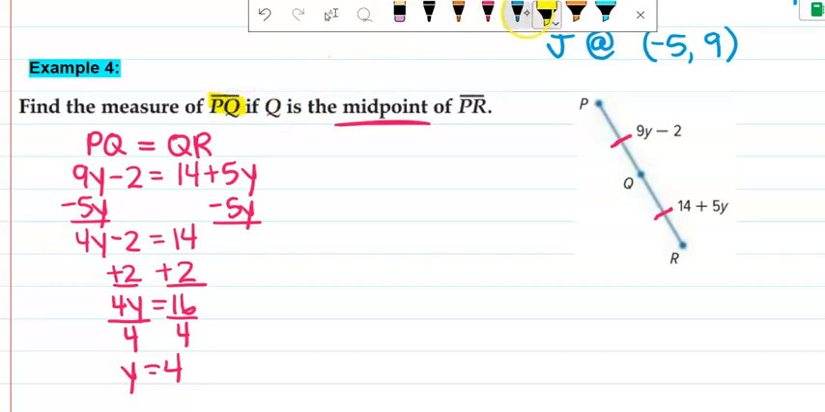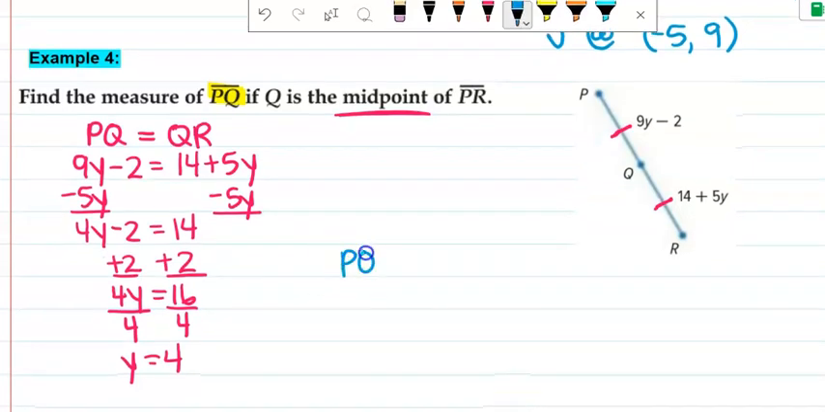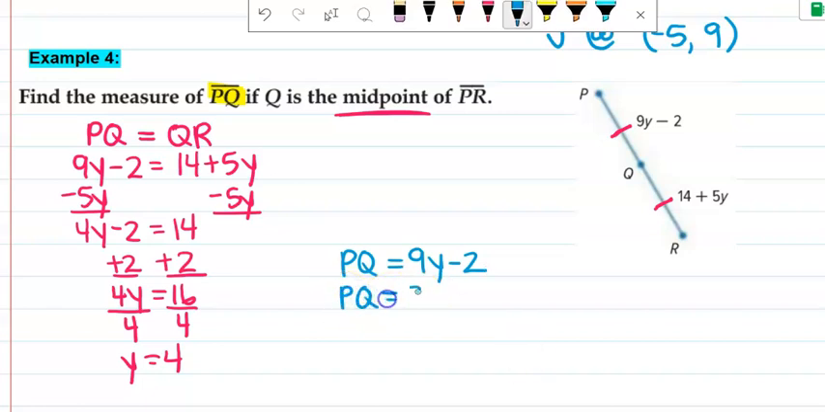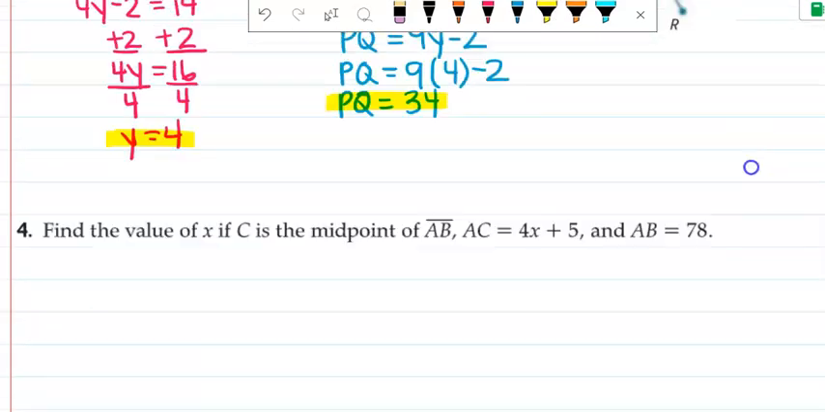So we're not done just yet. We know that PQ, it told us, was 9y minus 2. We can't leave that expression because now we know what y is. Y is 4. And 9 times 4 is 36. 36 minus 2 would be 34. So this is kind of a two-part answer. On an assessment, if you forgot to find the PQ, you'd still earn the points for the y part of it, but you would lose points there. But we already know that we did both, and we are finished. So that is step 1.